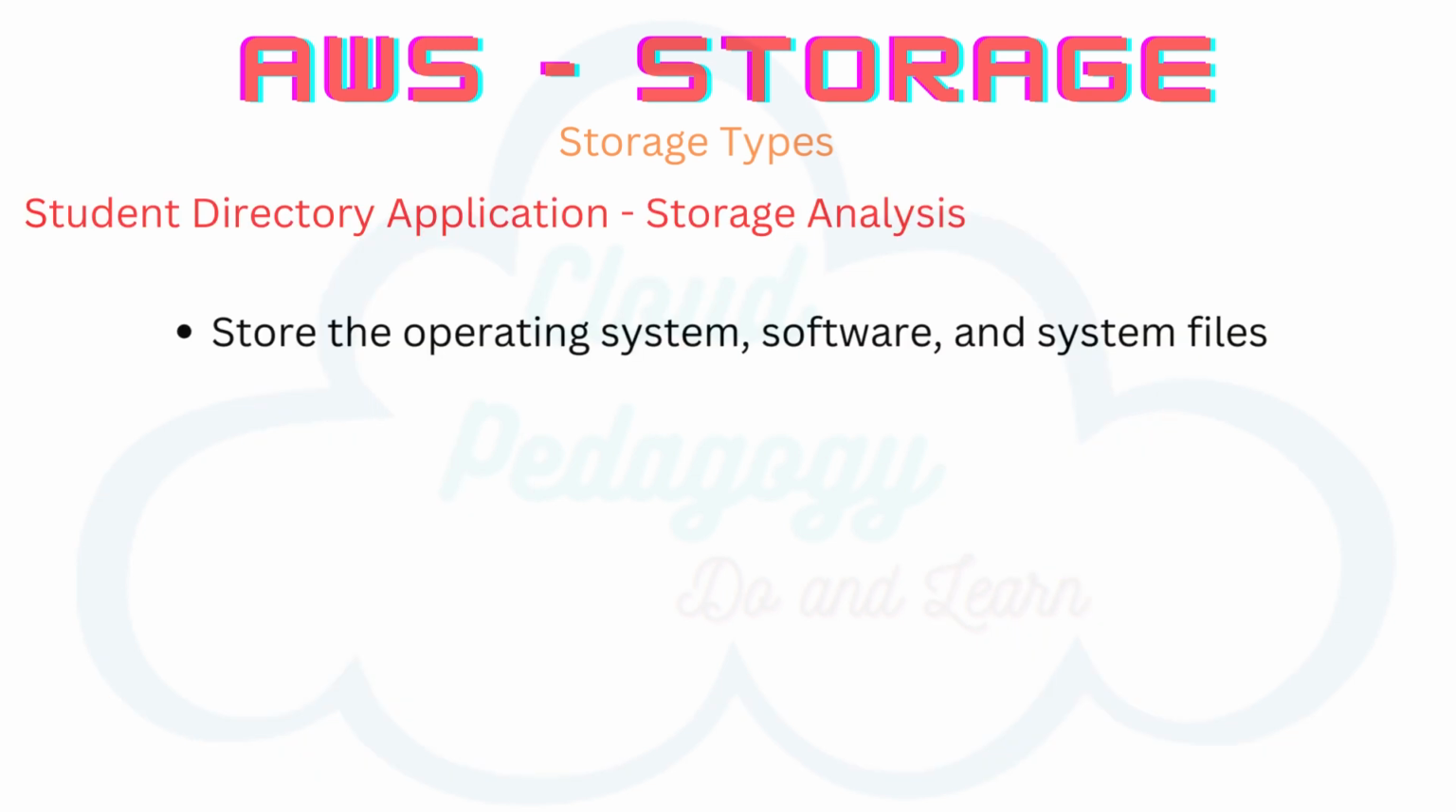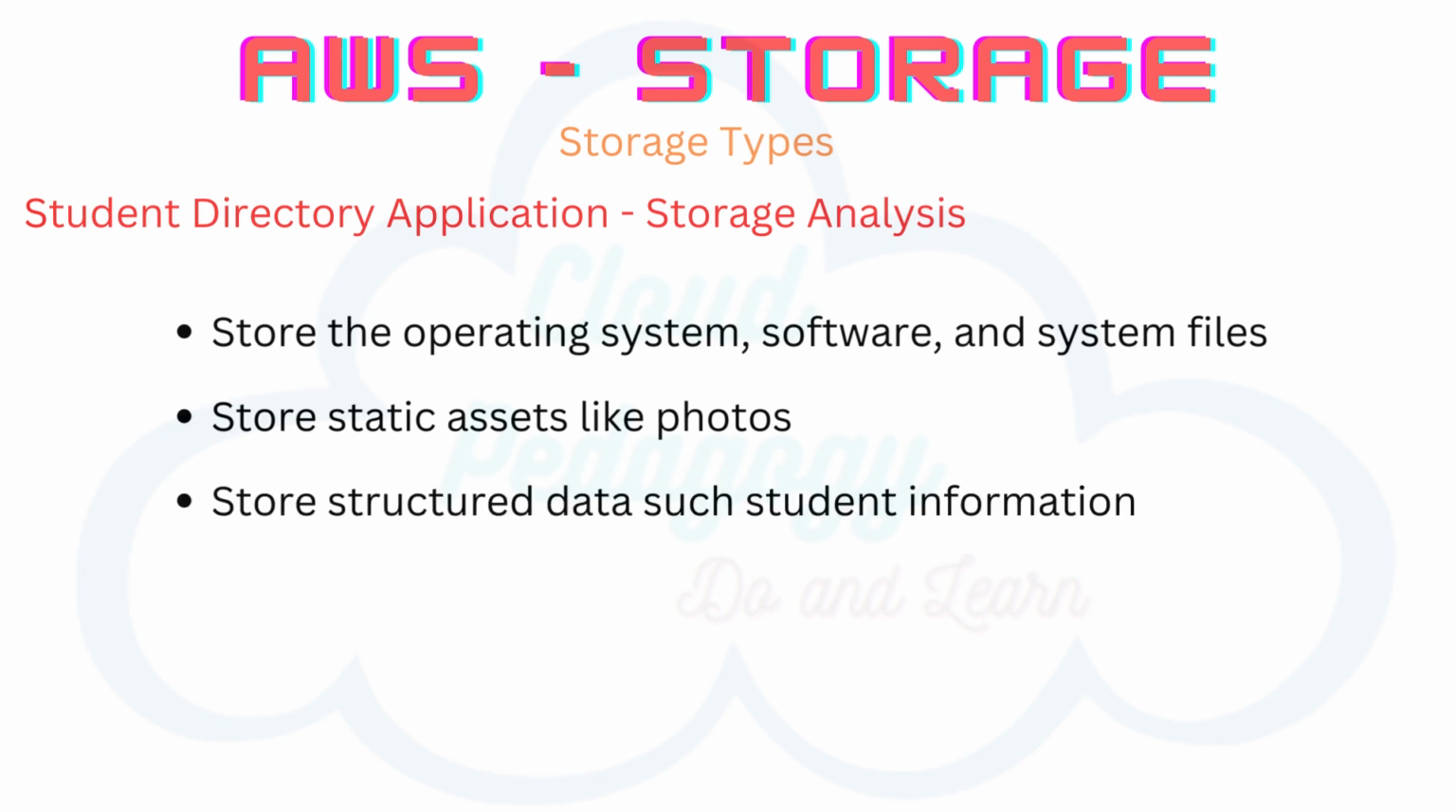For one, we need to store the operating system, software and system files for our app. We also need to store static assets like photos for the student headshots. And then we have more structured data such as the name, job title, location of each student as well. All of that needs a home. The structured data usually requires a database, which we'll talk about later. So for now, we will focus on storing the application files as well as the static content.